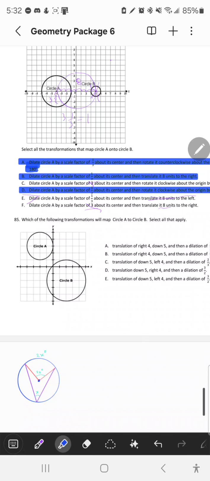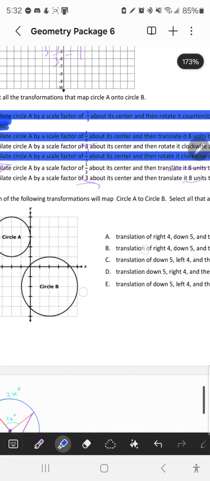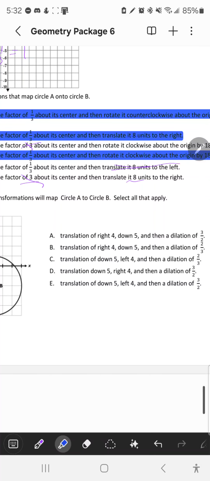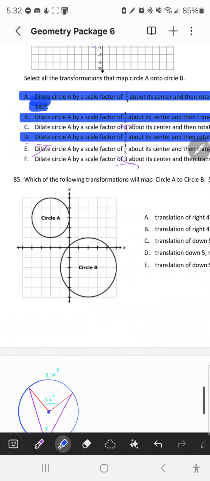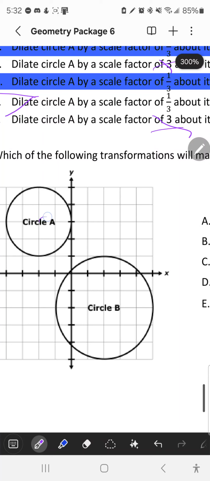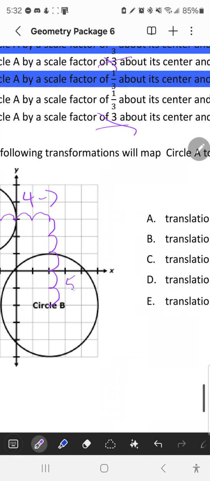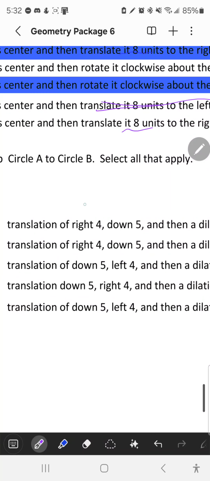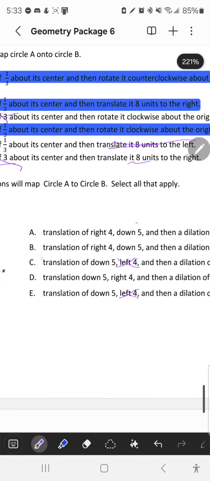Now let's see, oh, this is the last one. Which of the following transformations will map circle A to circle B? Select all that apply. Okay, A to B. I have 1, 2, 3, 4, this is the center. So 4 right. Then 1, 2, 3, 4, 5 down. 4 right, 5 down. Okay, 4 right, 4 right, 4 left no, 4 right yes. So we're leaving there, 5 down. Perfect. We have A, B, D.